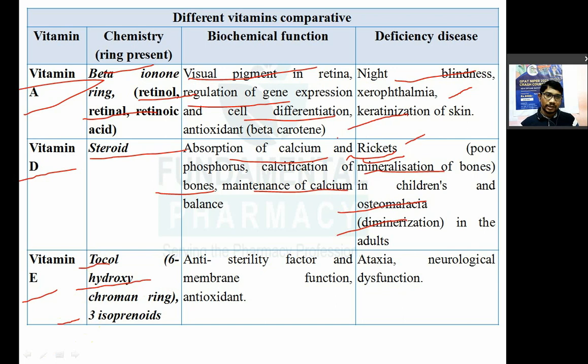तो अपन इसको बोलते हैं एंटी स्टेरिलिटी विटामिन और एंटी स्टेरिलिटी फैक्टर. And it is also important for membrane function. सेल मेम्ब्रेन का फंक्शन है, इंटीग्रिटी है, उसके लिए भी इम्पोर्टेंट है. And vitamin E is also an antioxidant.